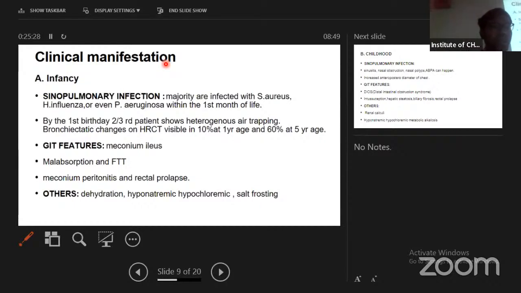By the first birthday, two-thirds of the patients show heterogeneous air trapping and bronchiectatic changes on the HRCT. It is seen in 10% of cases till 1 year of age and 60% till 5 years of age. In the GI findings, meconium ileus, malabsorption, and failure to thrive also happen.